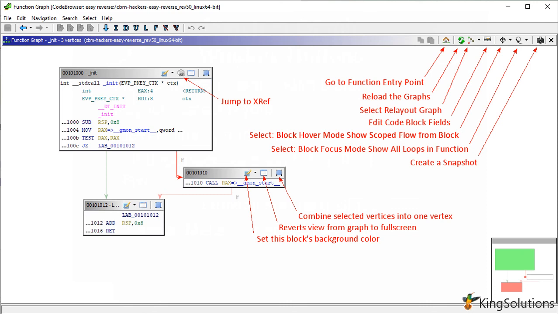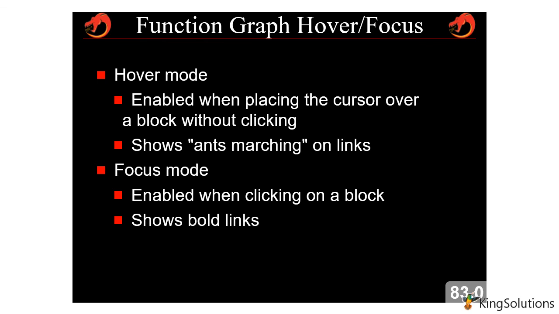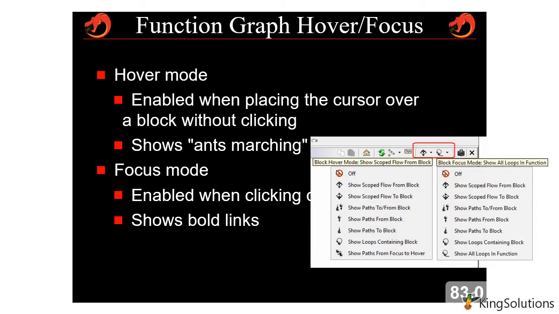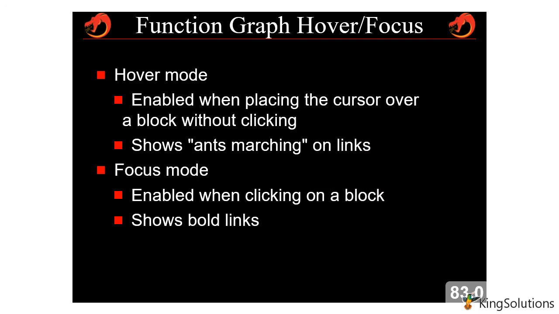Hover/focus, discussed next slide. Camera, make a snapshot window. Function graph. Hover and focus. There are two pull-down menus in the graph window icon bar. Each mode contains almost the same set of options that are explained in the next several slides. The difference is in how they are enabled and displayed in the graph.